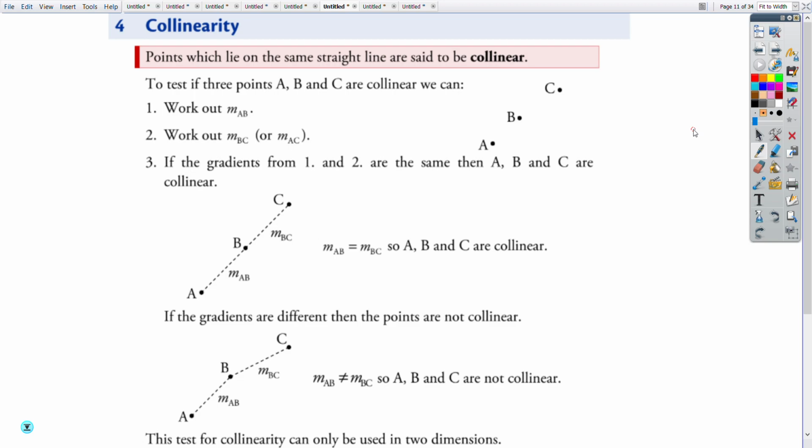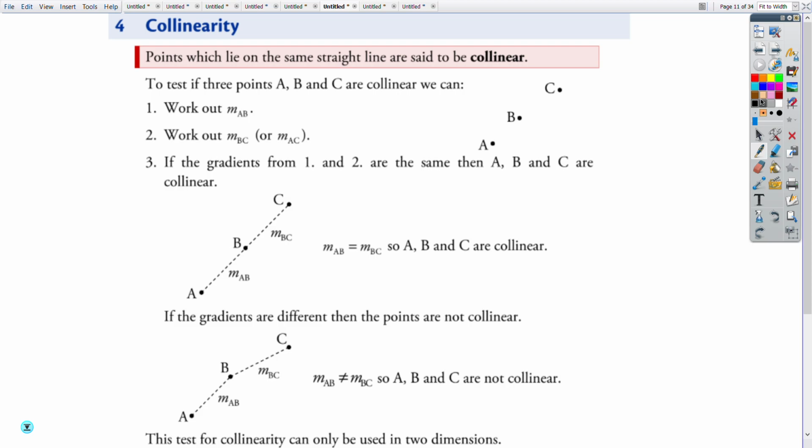Hello and welcome to chapter 4 of the straight line course, Collinearity. Today in this lesson, this video, we're going to be looking at what it means to be collinear, how we're going to be using that in these straight line questions, and how we can prove whether or not 3 points are collinear to each other.